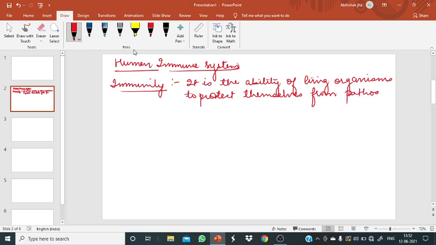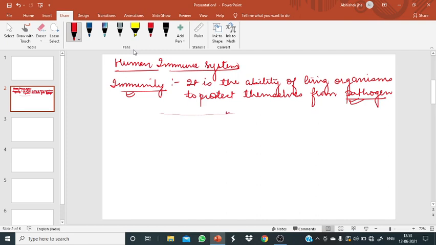Pathogens are the disease causing organisms. It could be virus, it could be bacteria, it could be anything else. Anything that causes disease in the human body is regarded as a pathogen. And all the ability, all the processes that take place inside the body of the organism to fight against that pathogen, to protect the body against that pathogen, is called immunity.